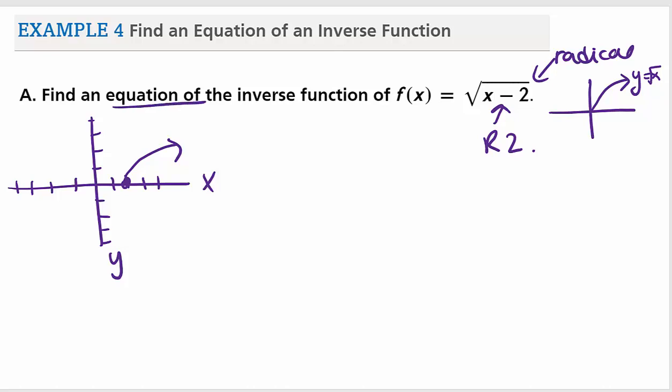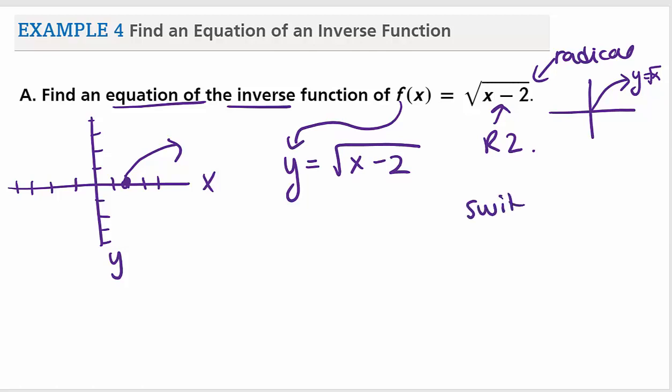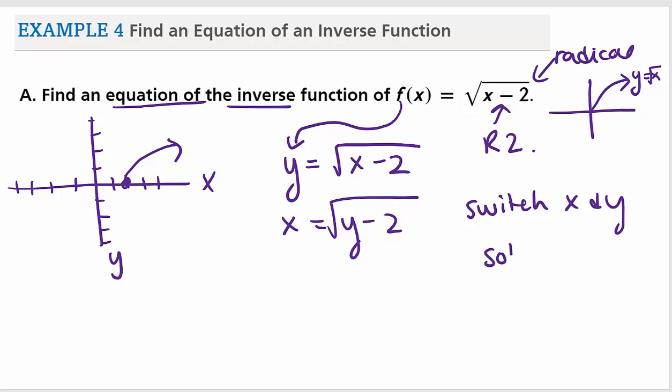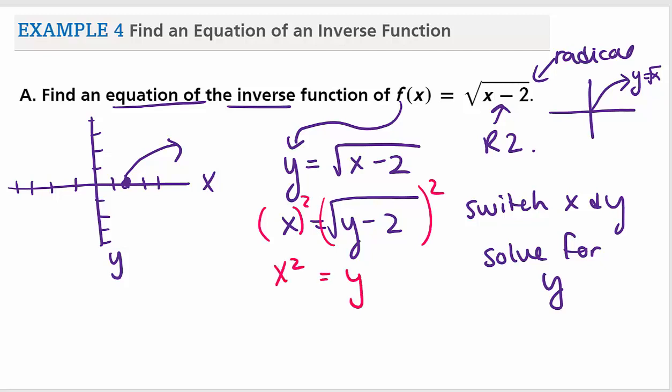To find the equation of the inverse, we take the original one, and first replace f(x) with y. Then we switch x and y. So we get x equals the square root of y minus 2. Then we solve for y. So we square both sides, and then we add 2. So we have a new equation.